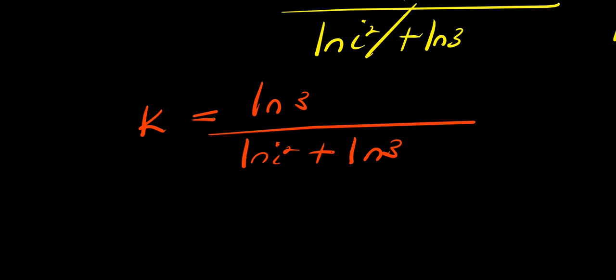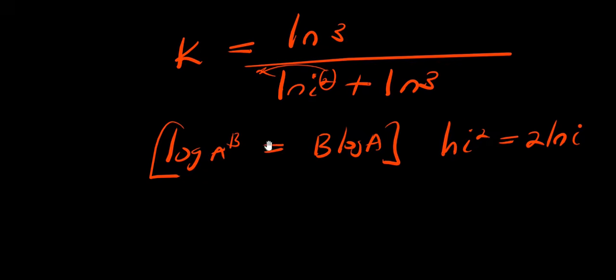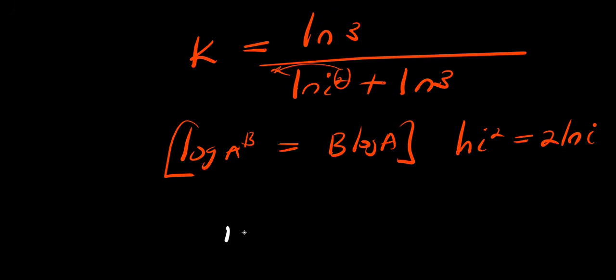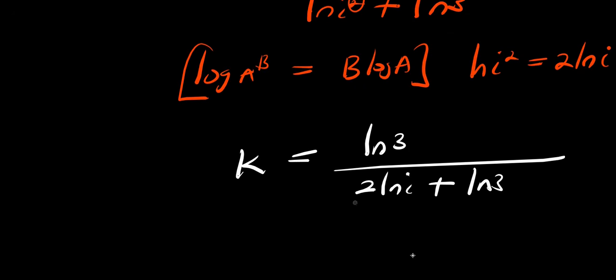Now that is not all. If you have log of a^b, this equals b times log a. So natural log of i^2 equals 2 times natural log of i. The 2 will come behind this. So what we are going to have is simply k equals natural log of 3 divided by (2 times natural log of i plus natural log of 3). So this becomes the answer based on this particular method.